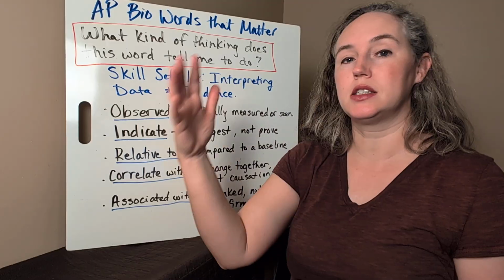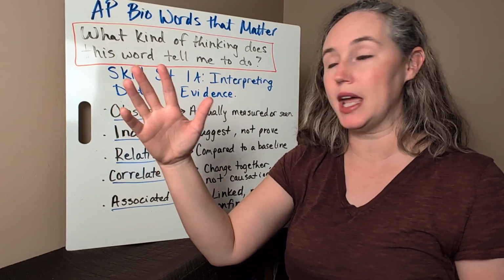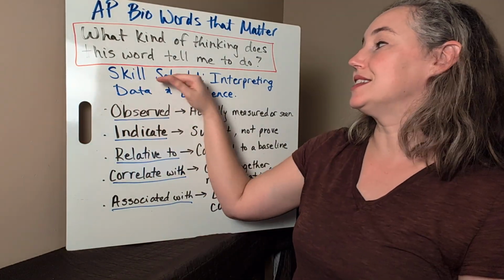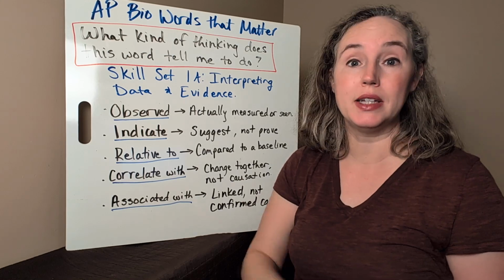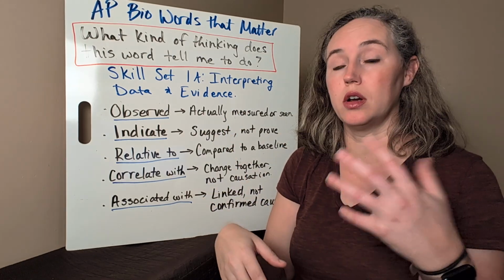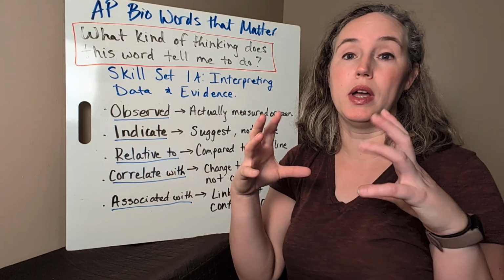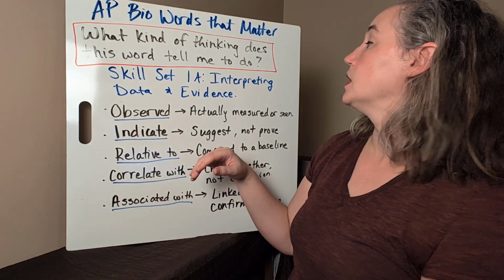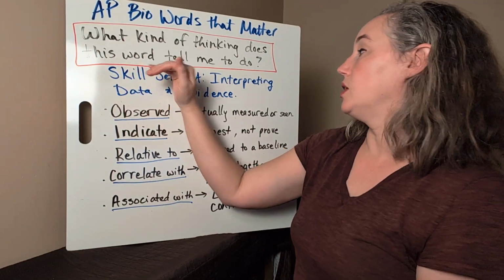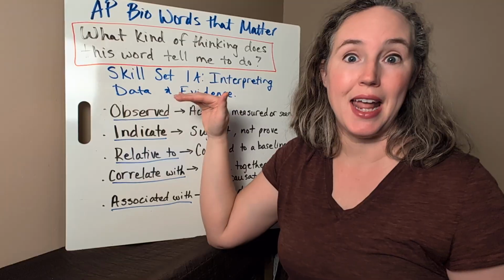So over the next series of shorter weekend videos, we're going to be looking at 6 different skill sets broken down into 5-word videos each. And that way it's just short and sweet. Today we're looking at skill set 1, which is interpreting data and evidence.